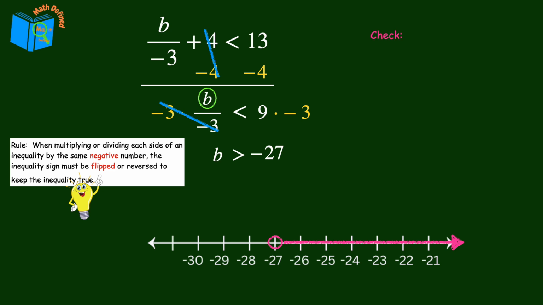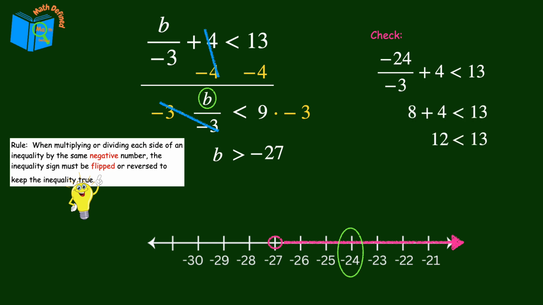Let's check this one carefully since dividing by a negative can easily cause mistakes. Pick a number greater than negative 27, like negative 24, and substitute it back into the original inequality. Negative 24 divided by negative 3 is 8, and 8 plus 4 is 12. Is 12 less than 13? Yes, no mistakes were made here.